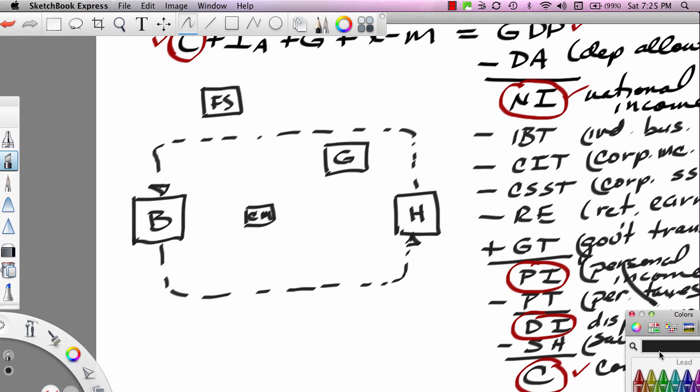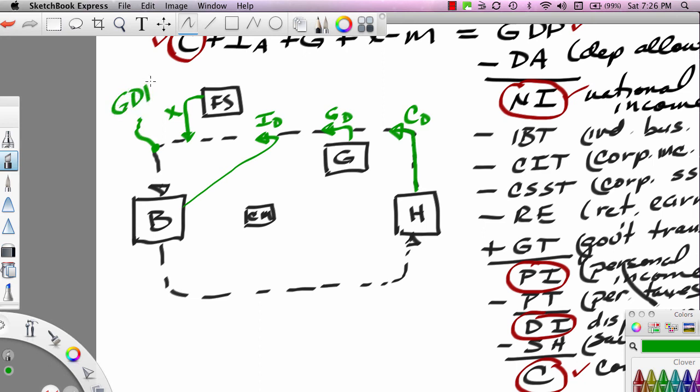So let me put in the product side first. I'll use green for the product side. So if I take CD plus ID plus GD plus X, what do we get? We get GDP.